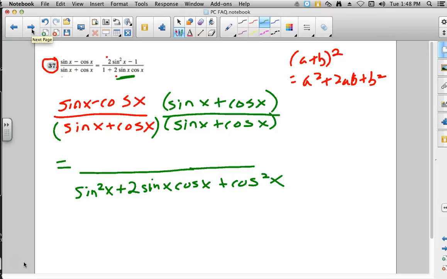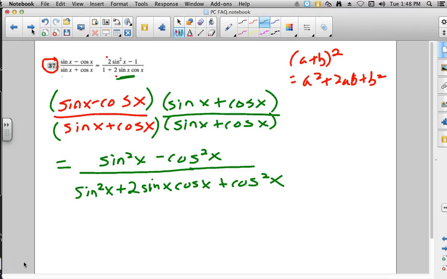My numerator happens to be a sum and difference pattern, so you could do FOIL, but you don't really need to do outside times outside and inside times inside because they're conjugates. It's going to drop out. So we will get sine squared x minus cosine squared x.